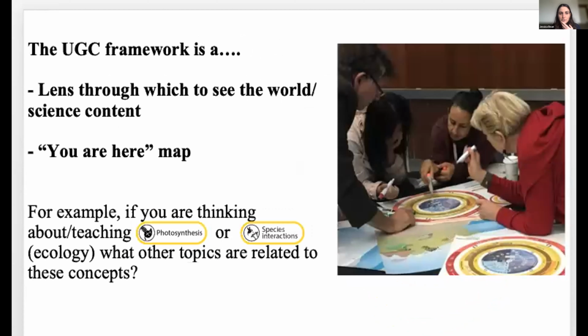So this framework is really a lens through which to see the world, is often the way I think about it, or to see your science content, to look at what do I teach and how do I do that? And it's also kind of the You Are Here map, like what am I teaching today? What am I teaching tomorrow? How am I going to connect these dots? And so, for example, if you're teaching about photosynthesis or species interactions, what are the other topics you could be connecting to those big topics, right? How do you show those interrelationships? What are the measurable changes? What are the causes that I can be connecting and learning about?